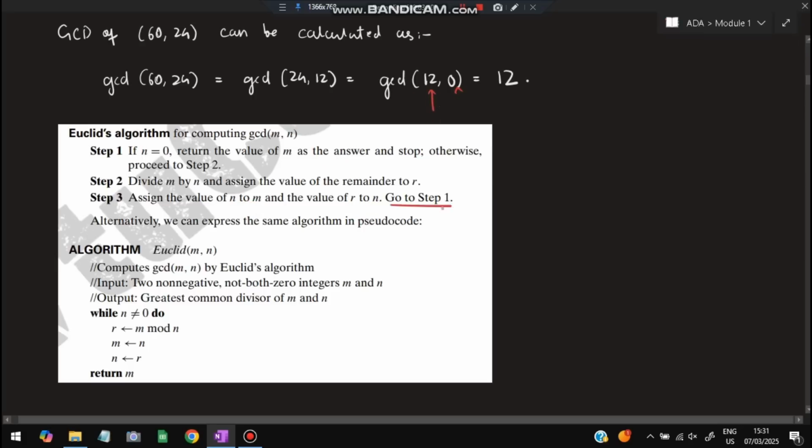Okay, and again go to step 1. This is the algorithm for it. The same thing we can represent in pseudocode also. Pseudocode means how we would write it in coding language, but it will not be specific to some language, it will be just English.